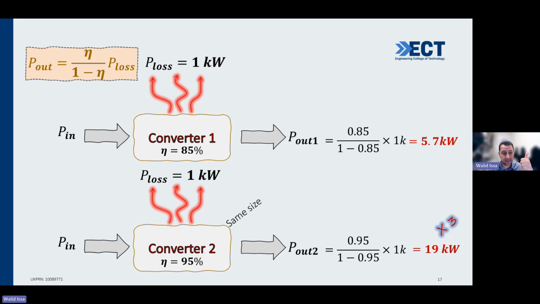So I can make faster charging by just 10% more efficiency. Okay? That's the beauty of efficiency here. 10% more gives me 3 times power. Does it worth paying double the price? You say it. Okay? Or it opens for me another opportunity here.